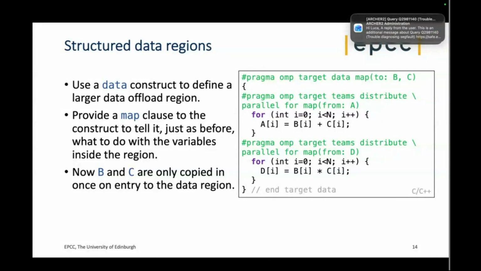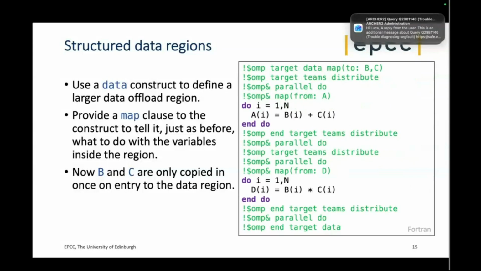Okay. So in this way, the data is transferred only once when we enter the data region, and we keep it there. So any following parallel loop on the device can use the data. Same example in Fortran, using very similar syntax but slightly tweaked for the Fortran case.